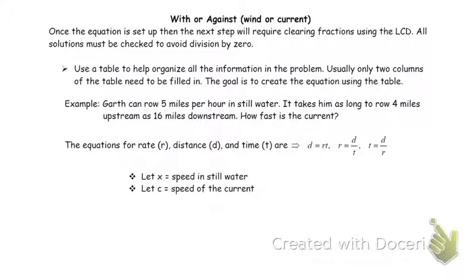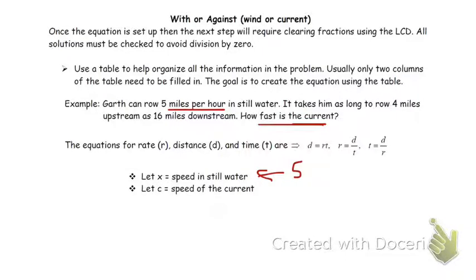Okay, so we're going to pick out the information that we have for our example of Garth. He can row 5 miles per hour in still water. So that's basically his rate. So his speed in still water, we already know what that is, and that is his 5. We don't know what the current is because that is the initial question, which is how fast is the current. So we're going to let C be the speed of our current.